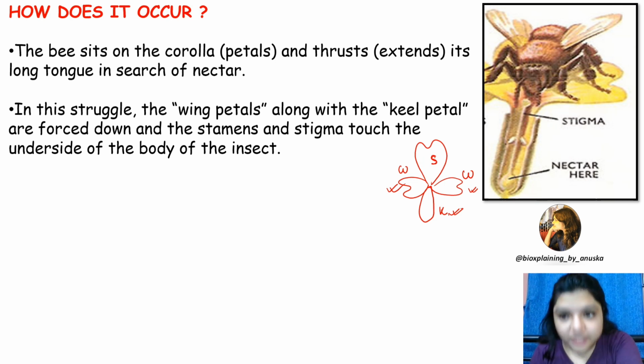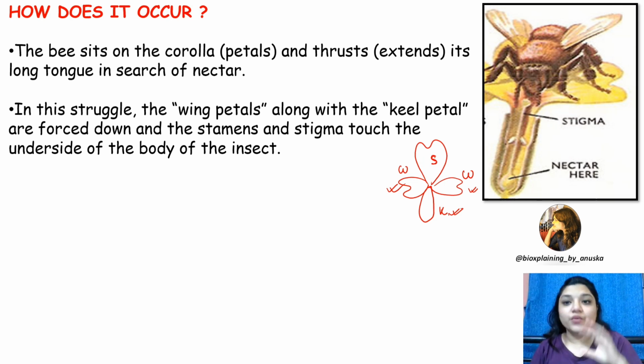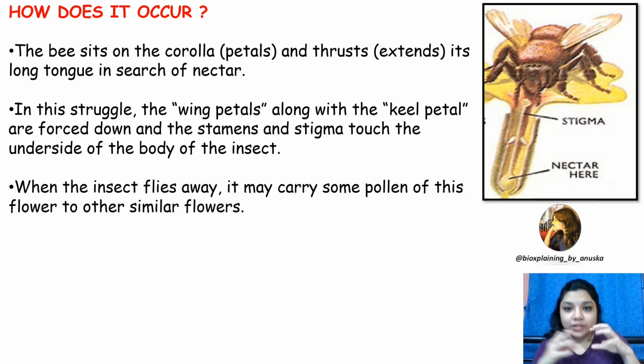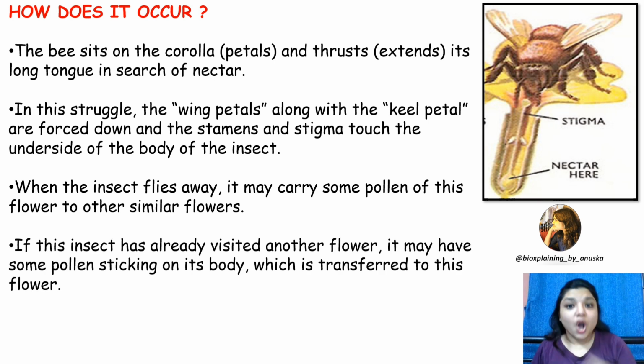To just repeat, the bee comes, sits on the flower, it extends its tongue, tries to get the nectar. While it tries to do this, the wing petals and the keel petal at the bottom, they are all forced down. Right? So now what happens is the pollen grains which are released from the anther, they get stuck to the inner surface of the bee's body, right? So when the insect flies away, it carries these pollen grains along with it. It might go to some other flower and pollinate it, right?